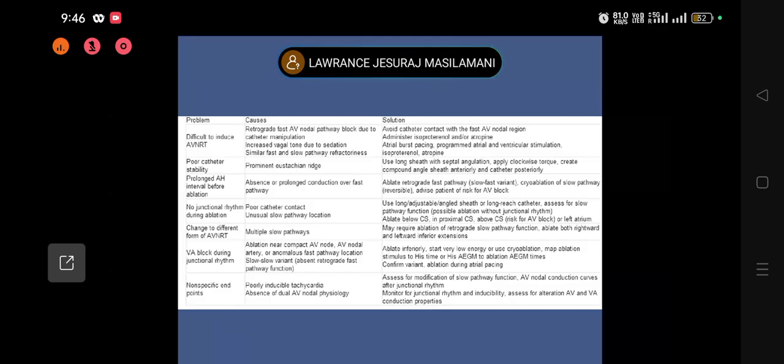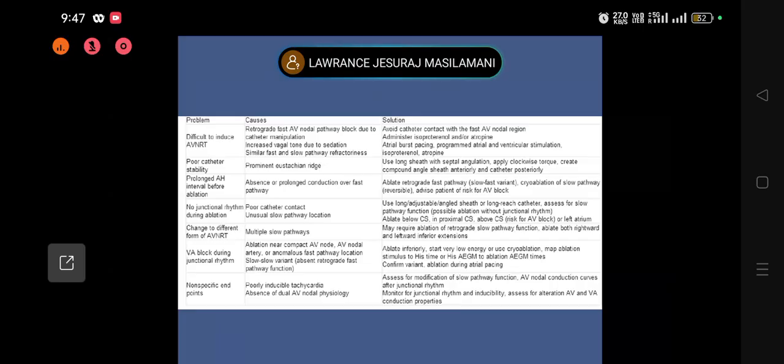When you have a difficult-to-induce AVNRT, you can sometimes modify the slow pathway. If you have a dominant coronary sinus, poor catheter stability, a prominent eustachian bridge, use a long sheath with a septal angulation or a Mullins sheath. If you have a prolonged AH interval before ablation itself, then ablate the retrograde fast pathway, which is difficult. In that case, you may use cryoablation, and you advise the patient about the AV block.